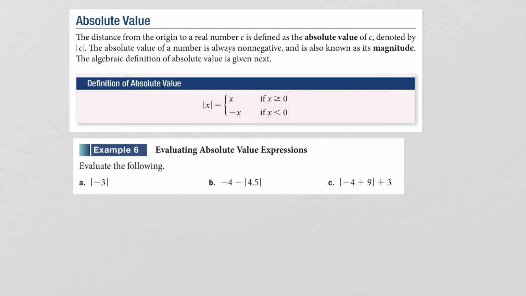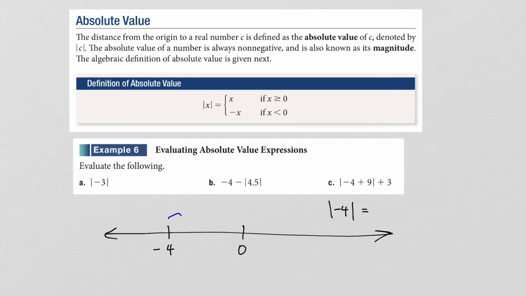Now, before we do these examples here, let me just say a little bit more about this definition. So if I have a number line here, the origin of the number line just refers to the number 0. And if I have a number over here like negative 4, the absolute value of the number negative 4 is nothing more than the distance that negative 4 is away from 0. And that distance, of course, is 4 units. So we would say the absolute value of negative 4 is equal to 4.